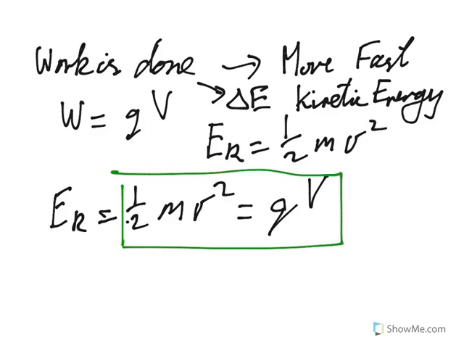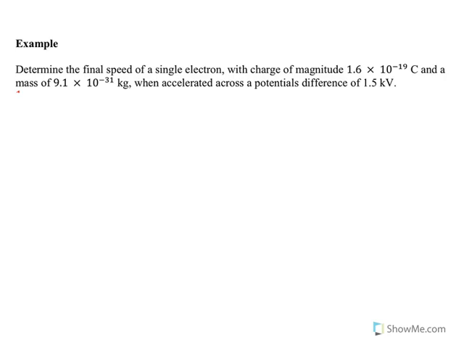We can use this to find out what the final speed of something is. So, an example. Determine the final speed of a single electron with a charge of magnitude 1.6 by 10 to the minus 19 coulombs and a mass of 9.1 by 10 to the minus 31 kilograms when accelerated across a potential difference of 1.5 kilovolts. Don't forget that 1.5 kilovolts is 1.5 by 10 to the 3 volts.